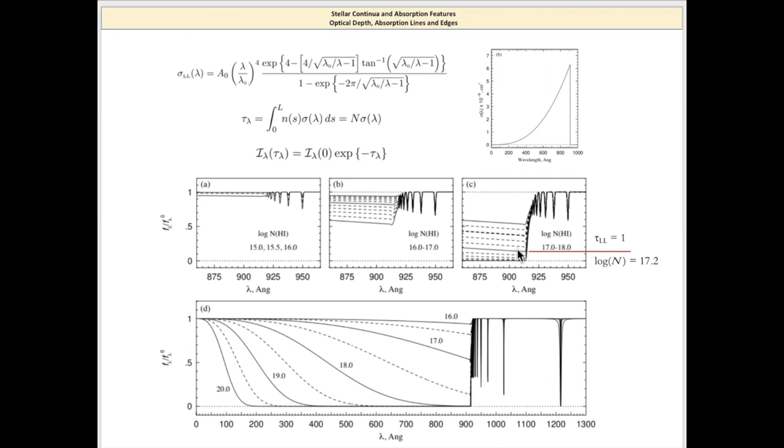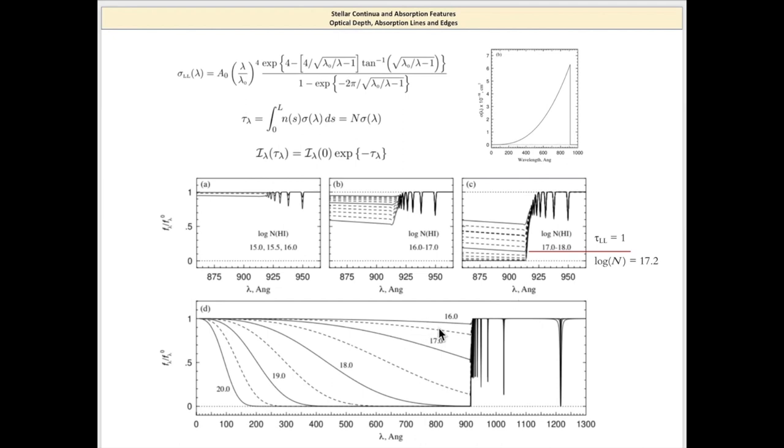Now, if I know that the column density is 17.2, I know the product of the density and the cloud size. And then if I can make a simple assumption, like, well, I think that the density is 10 to the minus 4, then I would say, well, the cloud size then has got to be something like 10 to the 21 in centimeters. It's just a matter of multiplying numbers.